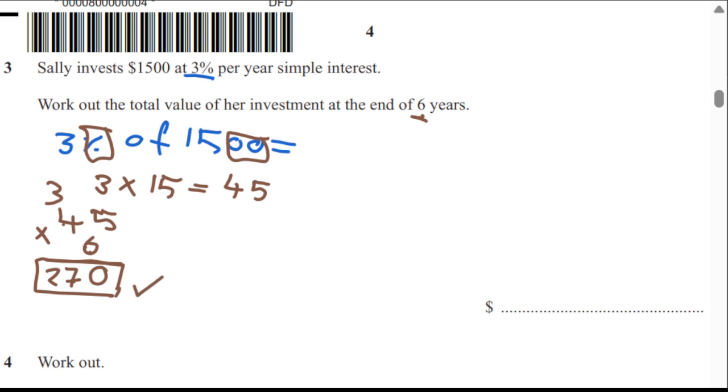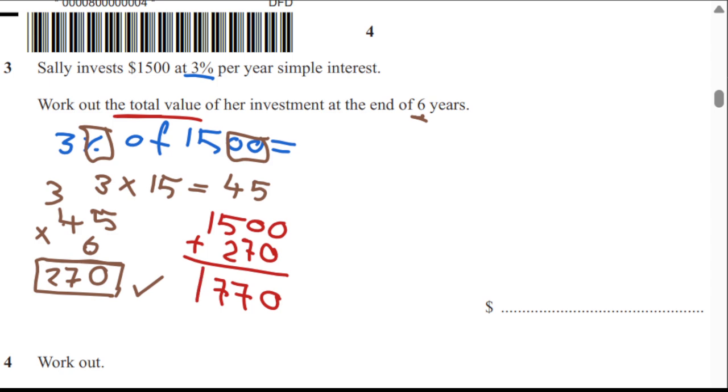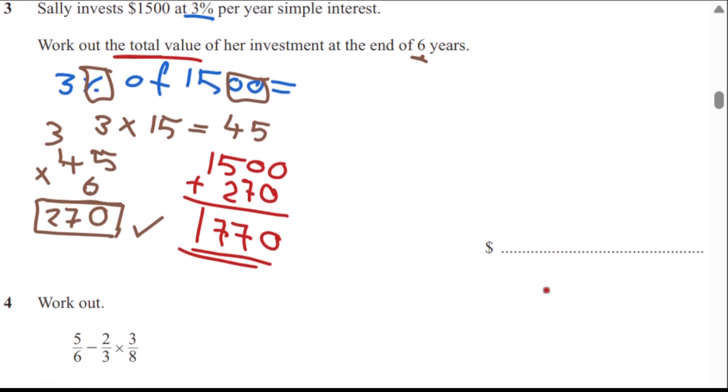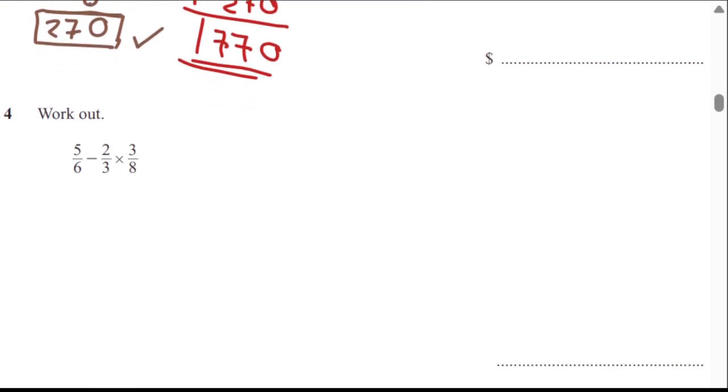But the question asks you the total value. So the total is 1,500, the amount she invested plus the profit she gets. So it's going to be 1,770. So at the end of the 6 years, she will have $1,770. That's a nice question.